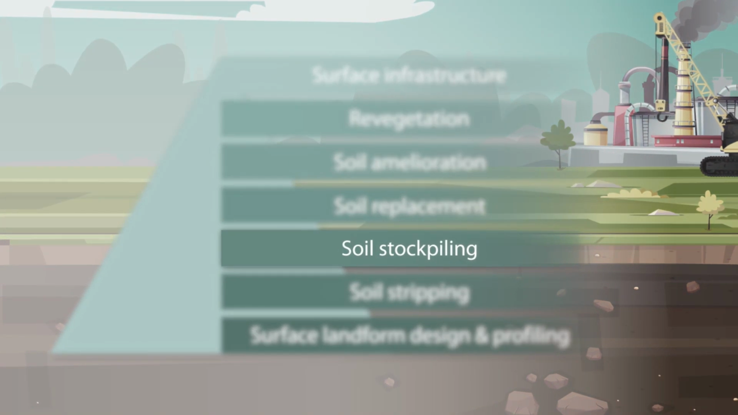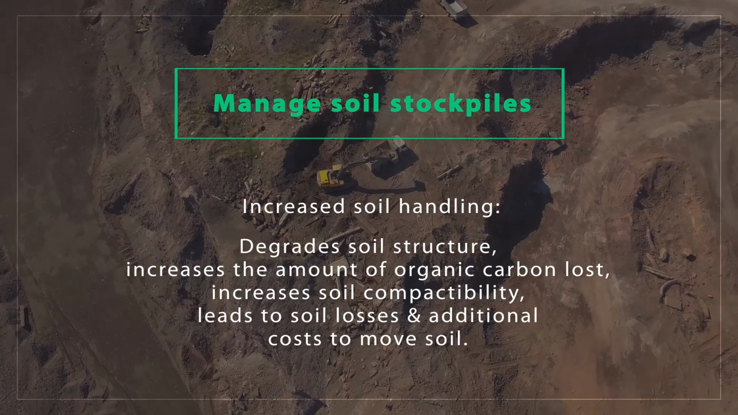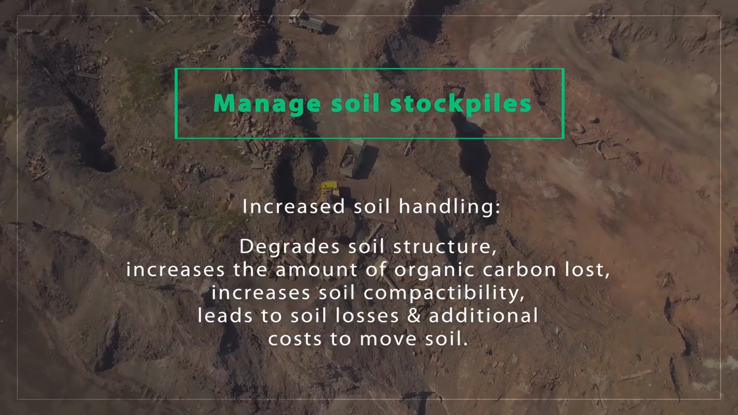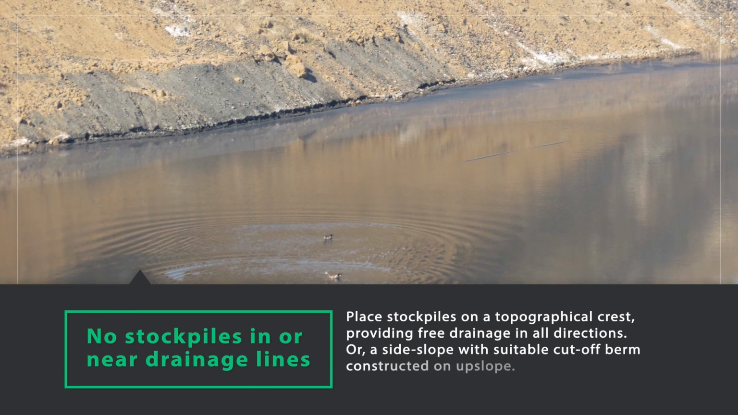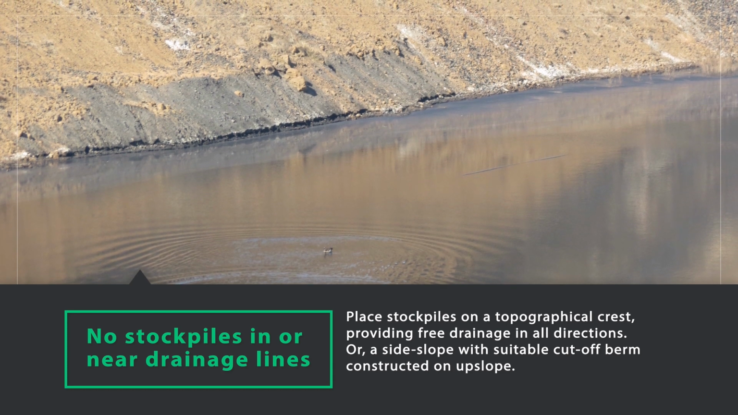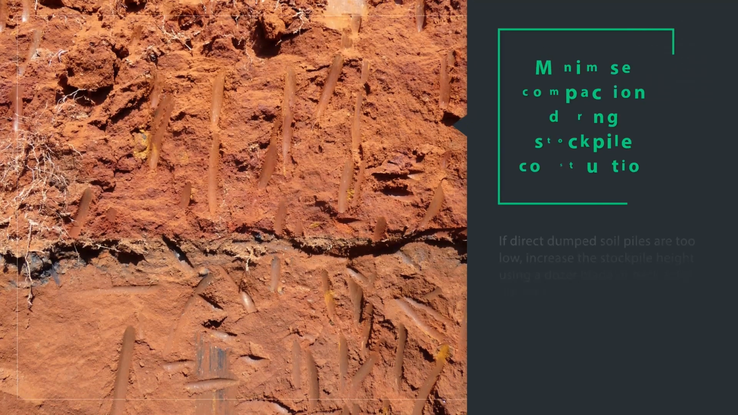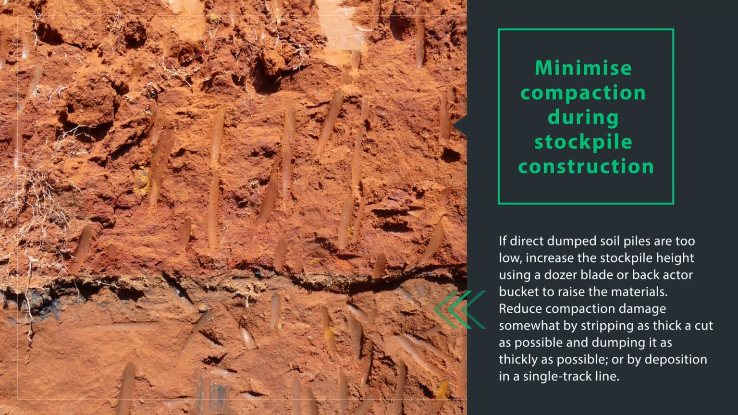For soil stockpiling, actions include: locate and manage soil stockpiles so that rehandling is minimized. Ensure stockpiles are located outside of drainage lines and placed in free draining areas so as to minimize waterlogging and soil erosion losses. Minimize compaction during stockpile construction. The use of heavy equipment over soil piles damages the soil structure.